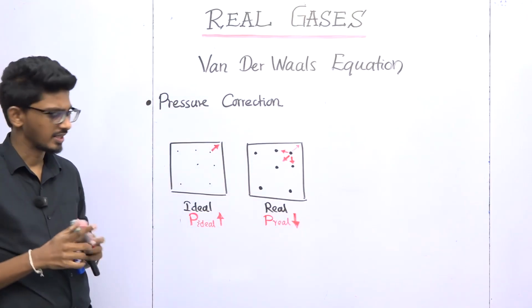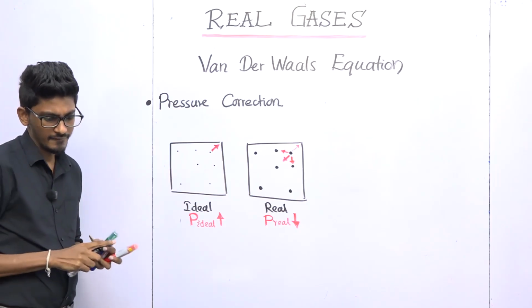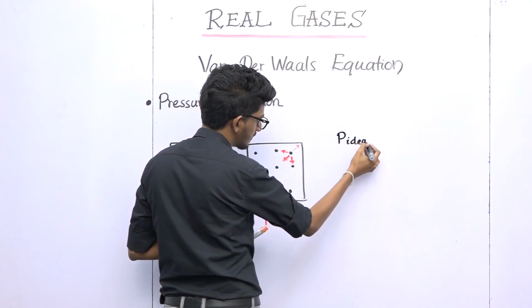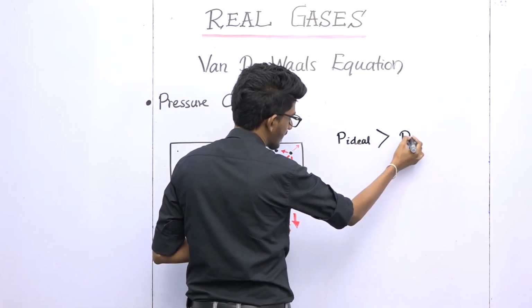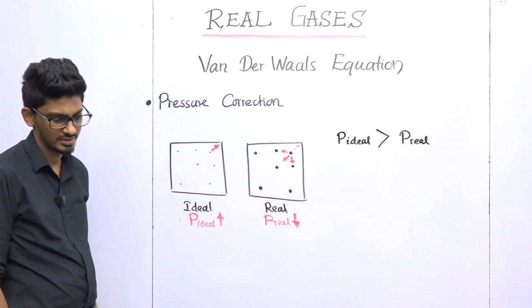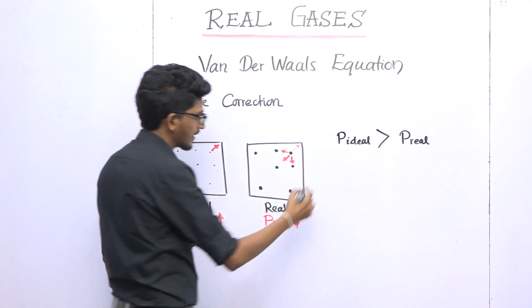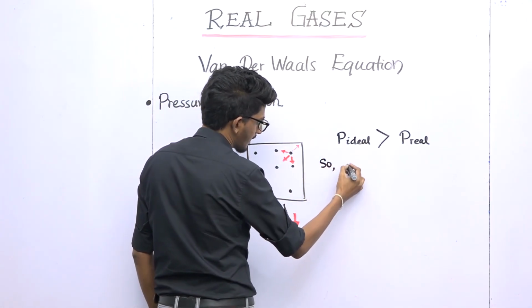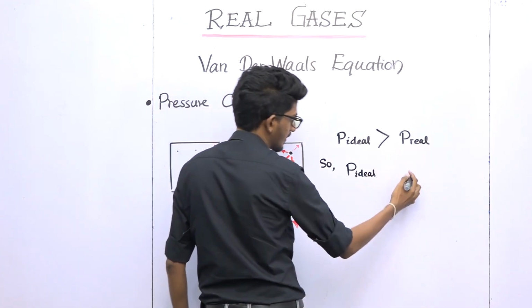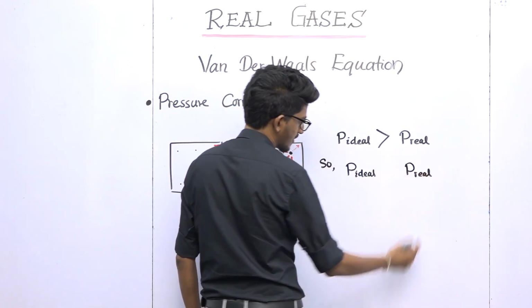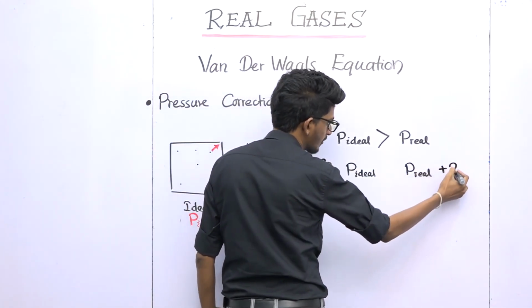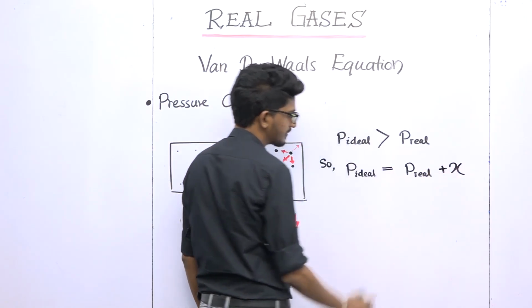Right? The idea is clear. So we can say that P ideal is actually greater than the real gas pressure, the observed pressure of the real gas. Right? So if you need to equalize this real gas pressure to the ideal value, you need to add some value. You need to add some value to here to equalize the thing.